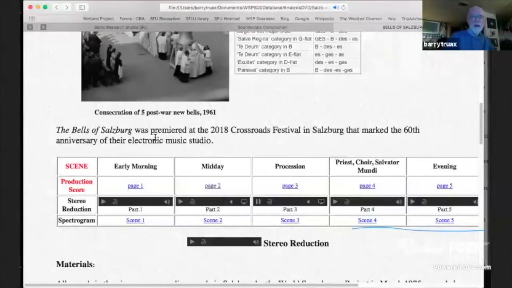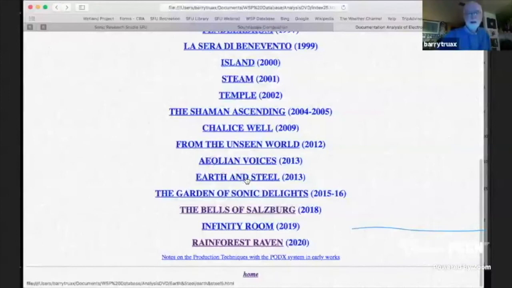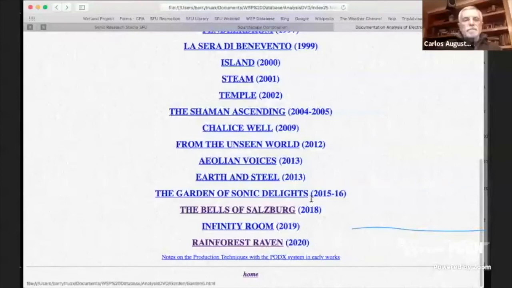That softening is even more striking. I don't have time for it, but earth and steel, the large shipbuilding sounds where the attacks are being removed, or from the unseen world where our piano arpeggios are also reduced to a swirl of harmonics in that sense. Maybe one more excerpt, and then I think we better leave it because we want to leave a little bit of room for time.